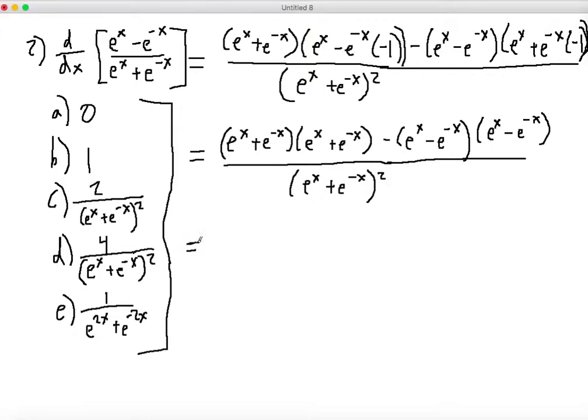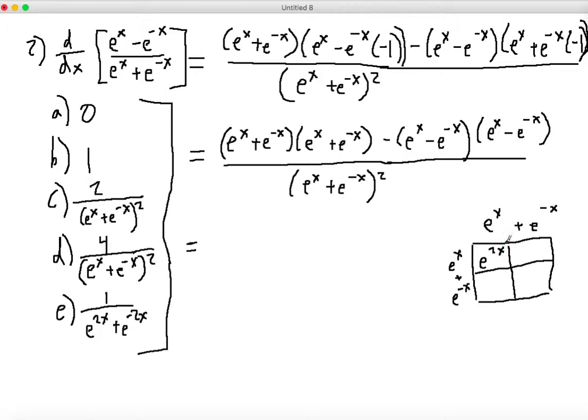So, as we go through, we're going to distribute, and I'm going to use that box method. We're taking e to the x plus e to the negative x multiplied by itself. And remember, e to the negative x is just 1 over e to the x. So here, as we multiply through, we get e to the 2x.